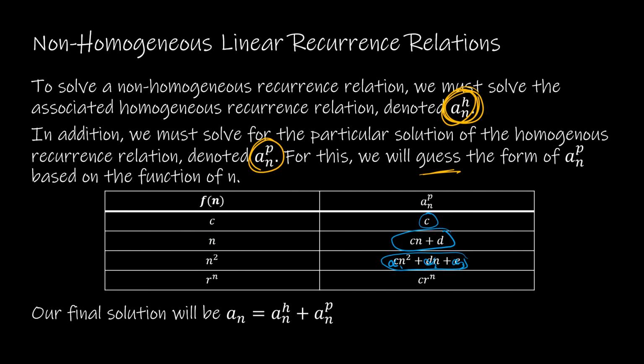If you have some value to the nth power, then you're going to have a constant times some value to the nth power. And again, this probably doesn't make any sense yet, and that's perfectly fine because it will make sense once we actually go through an example. But what we're going to do then to find our final solution, our explicit form of our non-homogeneous linear recurrence relation, is to add those two values together. So let's take a look at our first example, and most of this will make a lot more sense to you.